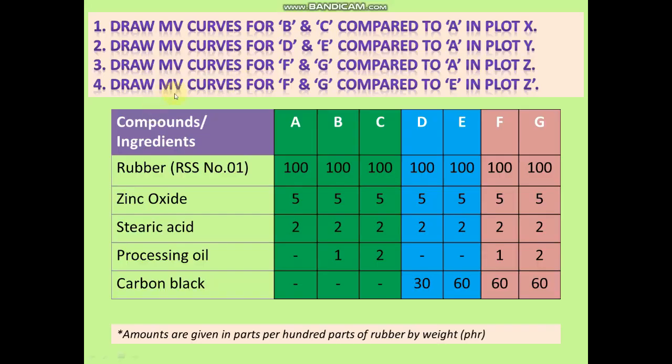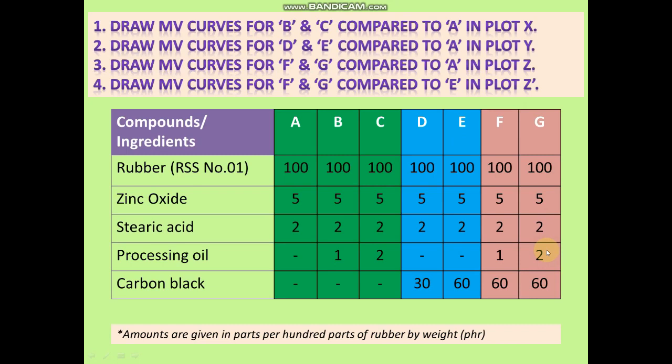Okay, we'll see the final question. We need to compare F and G with E. We need to compare these three compounds. We'll see the difference. Rubber is same, zinc oxide amount is same, stearic acid content is same, and the carbon black content is same. The only difference is E doesn't contain processing oil, but F and G contain processing oil, where the F contains 1 pHr of processing oil and G contains 2 pHr of processing oil.